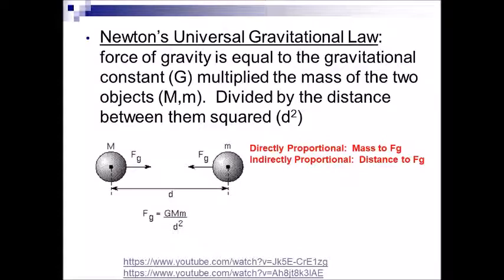So the mass is directly proportional to the force of gravity. Remember, directly proportional means that if the mass goes up, then the force of gravity goes up, right? So they are both going to increase. Inversely proportional means the opposite. So the distance is inversely proportional to the force of gravity. When I increase that distance, then the force of gravity decreases.